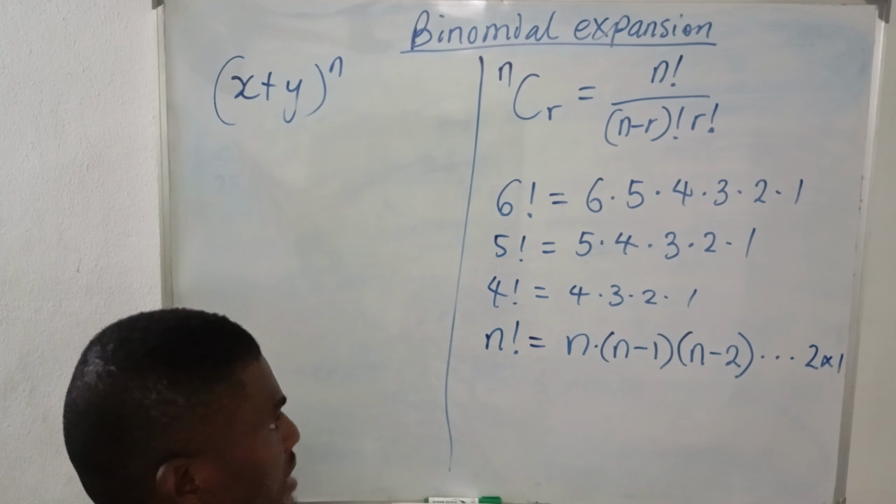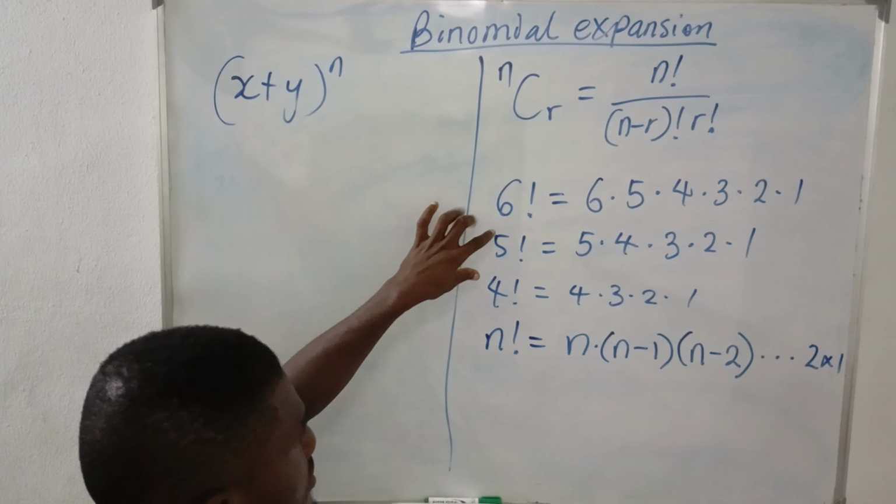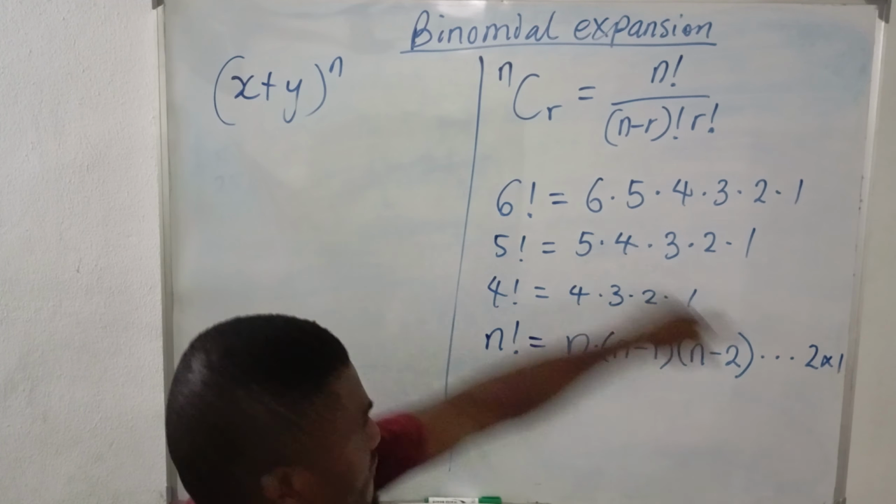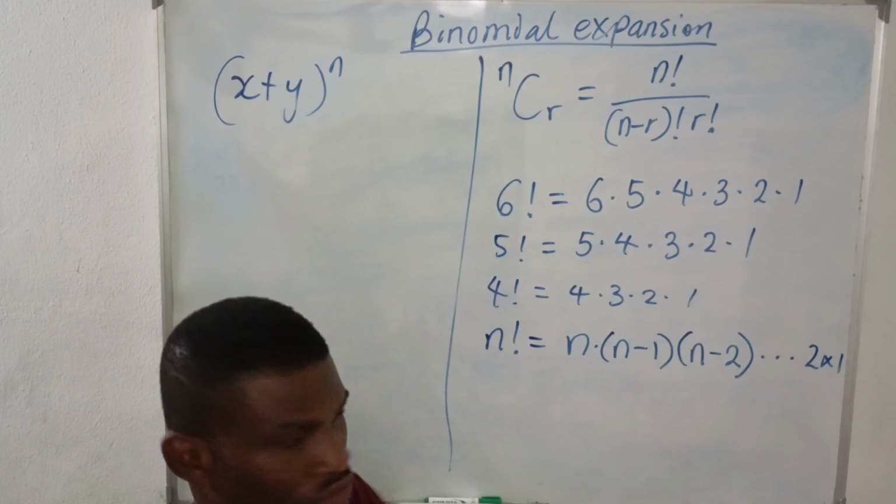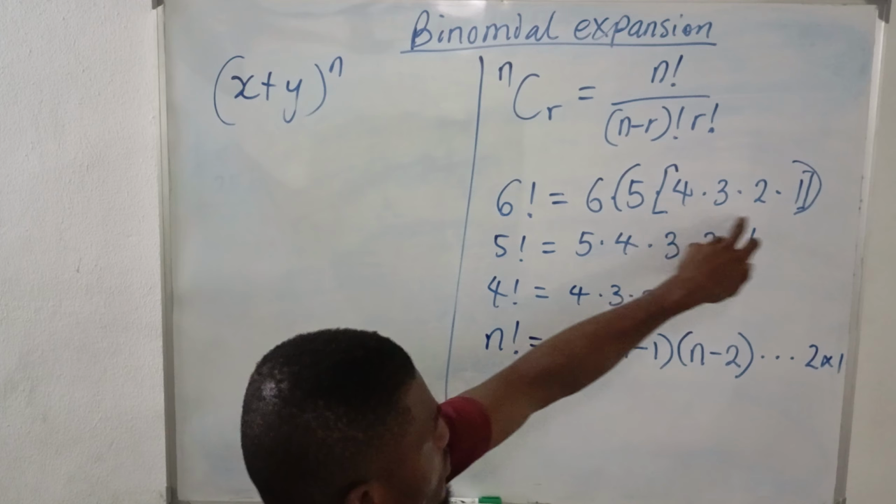Now, another thing we want to look at is that in 6 factorial, there is 5 factorial. After writing 6, multiplied to the rest of this is 5 factorial. From here down to the end there is 5 factorial. In 6 factorial, there is also 4 factorial. From this point to the end is 4, 3, 2, 1. And the 5 factorial is 5, 4, 3, 2, 1.